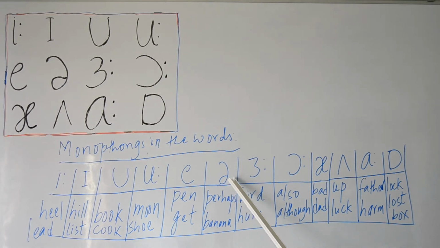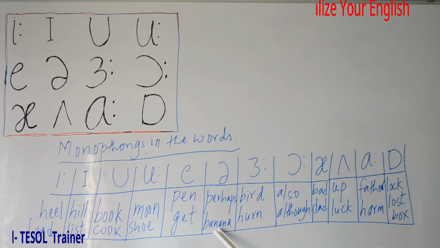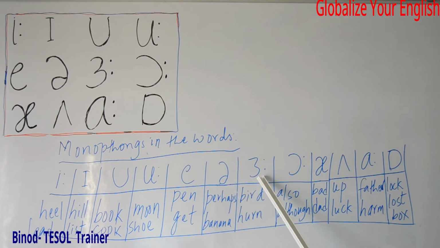This is a small idiot, this is a big idiot. So they help each other. All the sounds help each other. If you can produce a neighboring sound, it will be easier for you to produce the next sound. So they are neighbors for each other, right? So this is perhaps, banana, this is the big idiot, you have to be an idiot here.